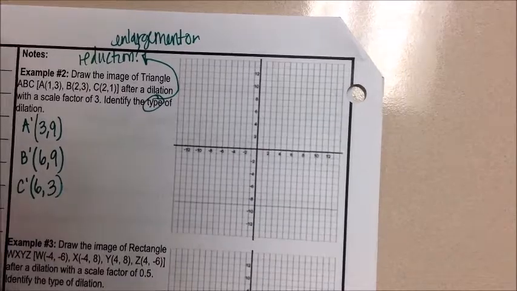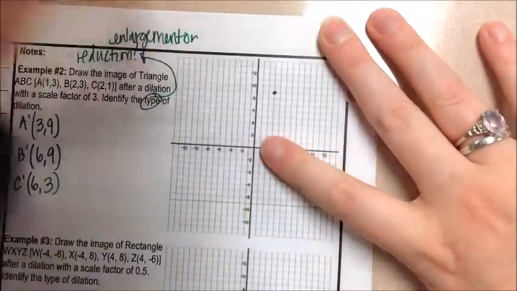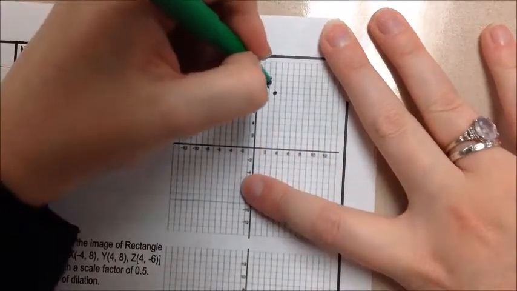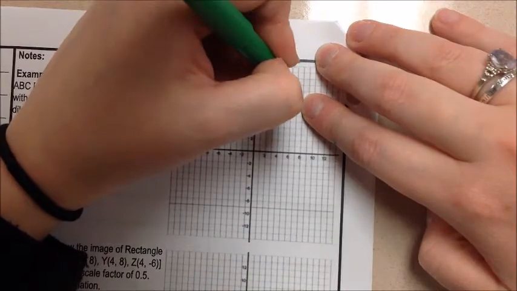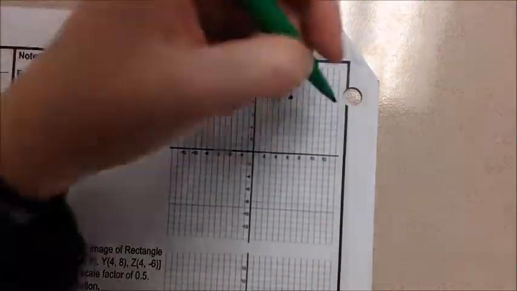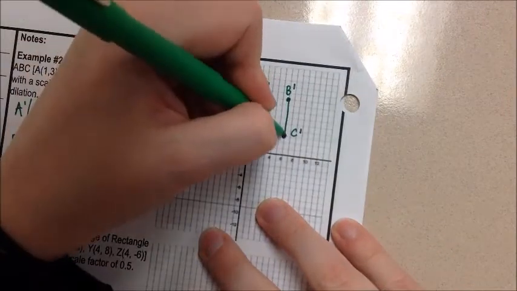So now I'm going to graph those points. So 3, 9, and that's A prime. And then I have 6, 9, and that's B prime. And then I have 6, 3, and that's C prime, and there's my triangle.